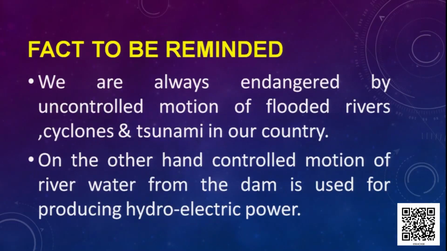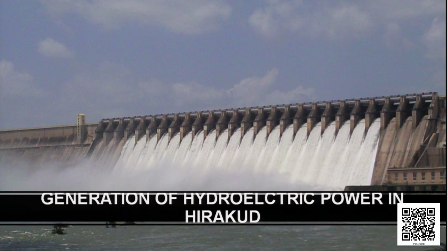On the other hand, we know that the controlled motion of river water from the dam is used for producing hydroelectric power. Please see this video clip. In this video clip, I am showing you the generation of hydroelectric power in Hirakud Dam.